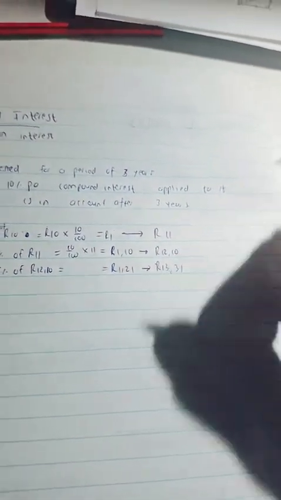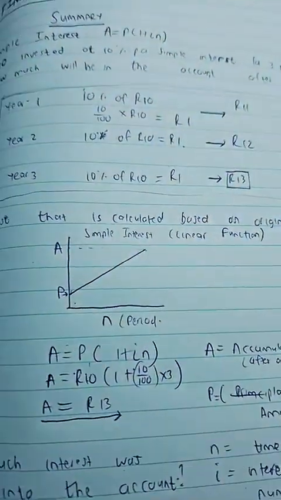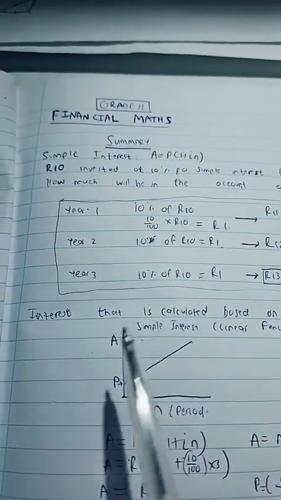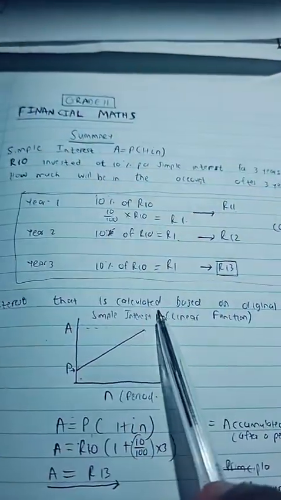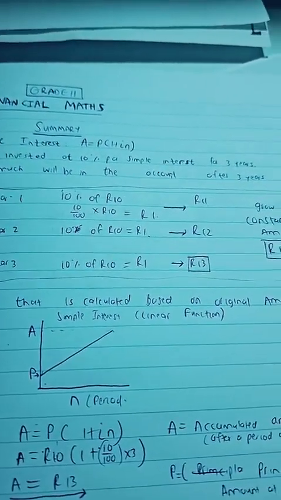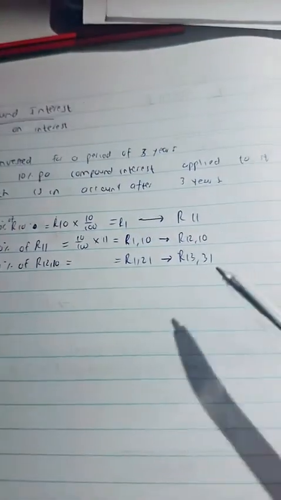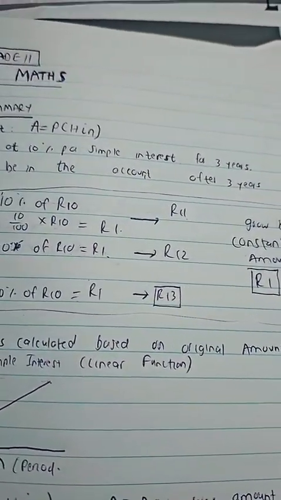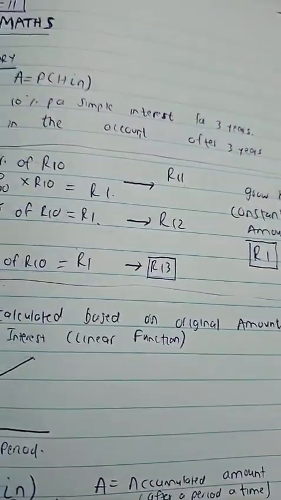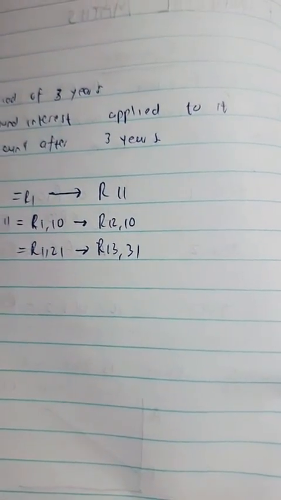13 Rand 31 cents. Now, I want to do something very quickly. I want to go back to the definition of simple interest, where we said it's interest calculated based on the original amount. With simple interest, we had 11 Rand for the first year. Even for compound interest, you have 11 Rand for the first year. With simple interest, second year you had 12 Rand. Compound interest, you have a slightly bigger amount, 12 Rand 10 cents. Simple interest, we had 13 Rand. Compound interest, we have 13 Rand 31 cents.